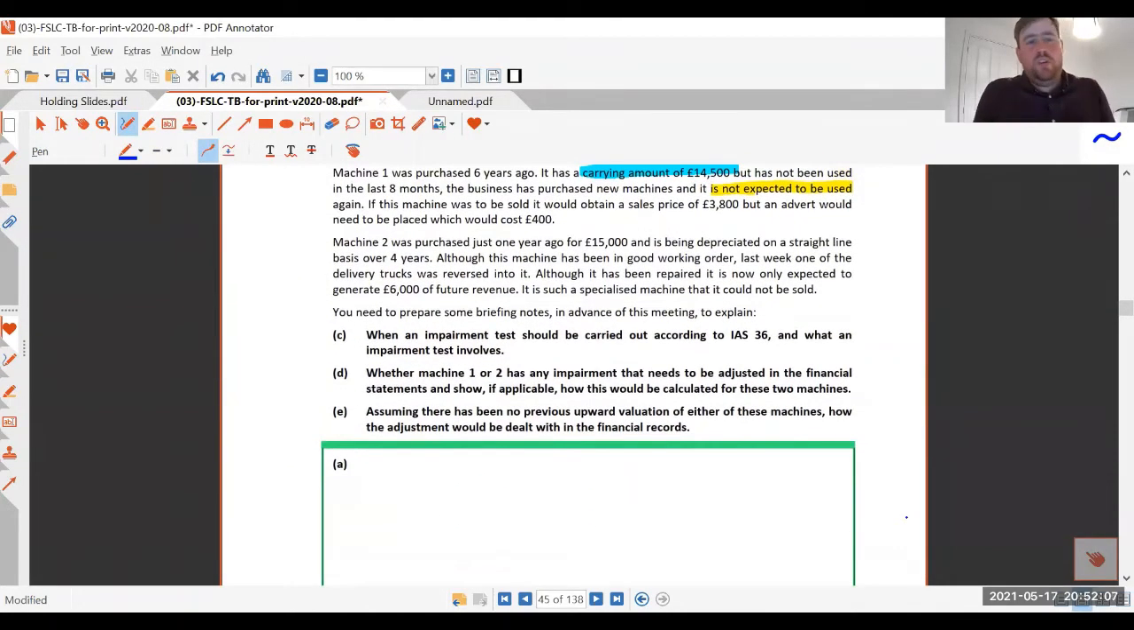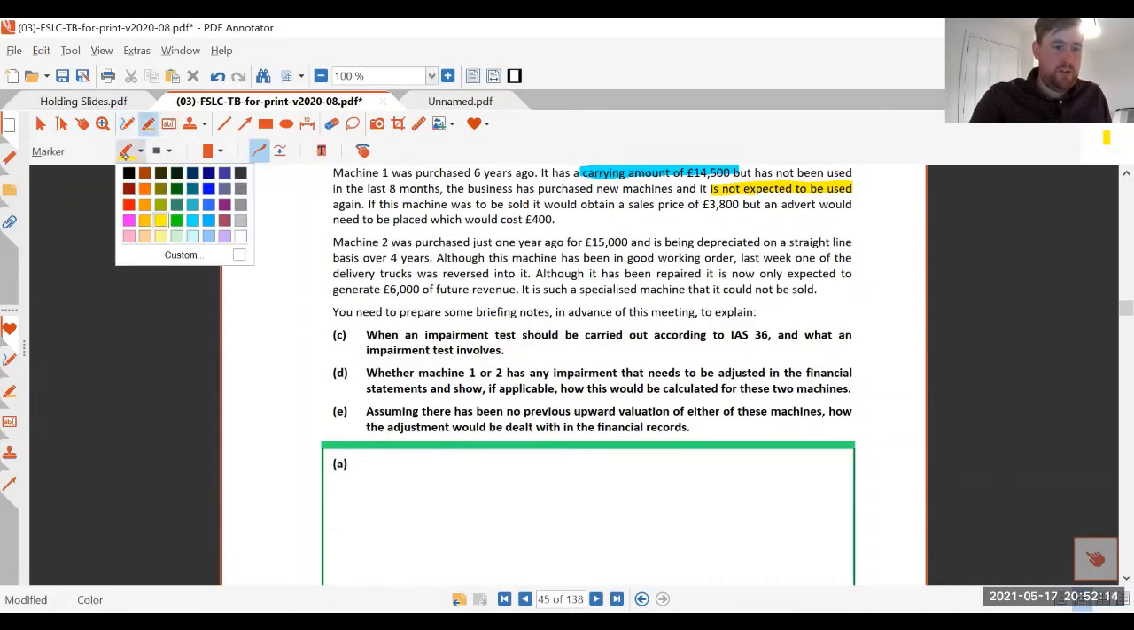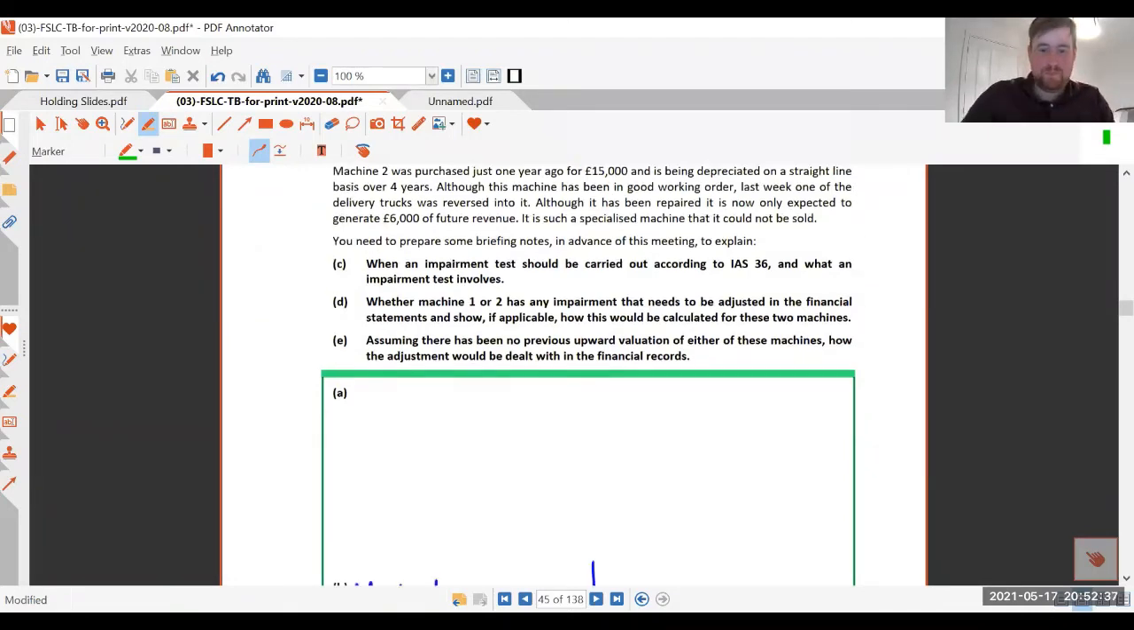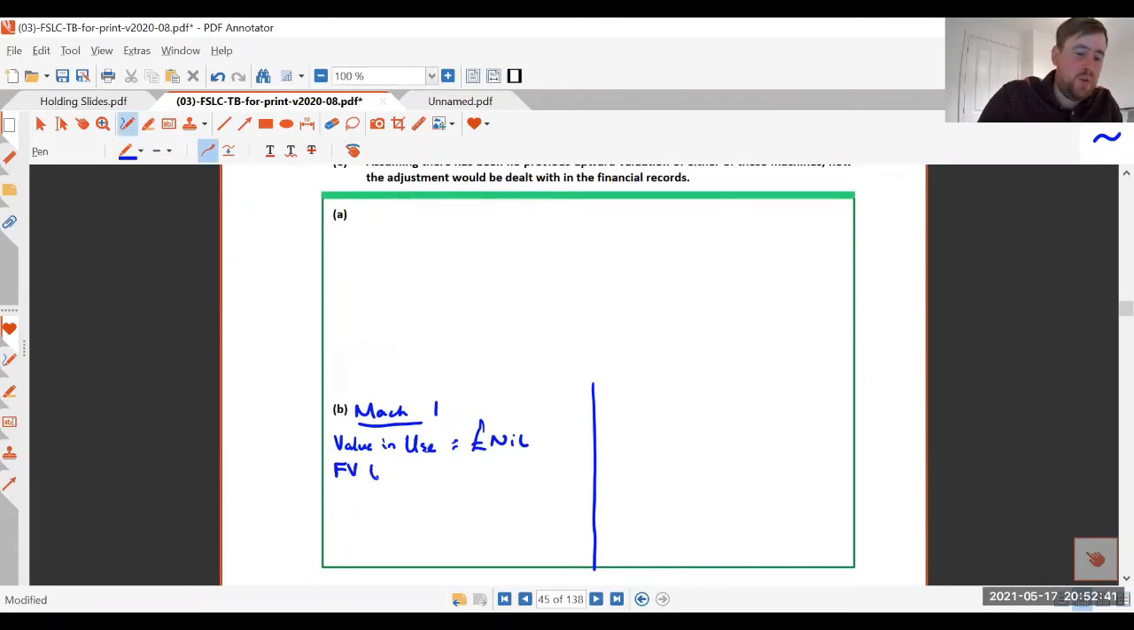The other side of things, if we're not going to keep it, we may as well sell it. What can we get for selling it? So we go back to our scenario here. So we said the selling price was 3,800, but we need to place an advert with a cost of £400. So the benefit that we would get out of this, remember, it's fair value less any cost to sell. So fair value less costs is going to be that 3,800 less the 400. So we're talking about 3,400.